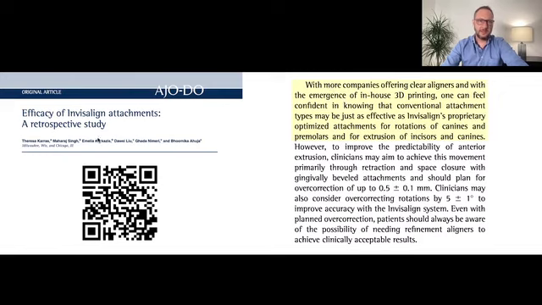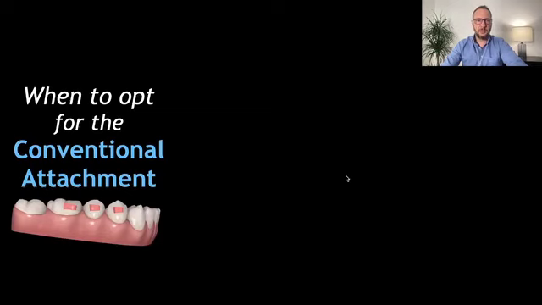And also this other study, sorry, did a retrospective study, okay, comparing a lot of different systems. And the conclusion: with more companies offering clear aligners and the emergence of the in-office 3D printer, one can feel confident in knowing that conventional attachment types may just be as effective as Invisalign optimized attachments. So you don't need to bore yourself if you don't have access to Invisalign. If you prefer using another company, you don't have optimized attachment, but this is not the thing that is going to make your treatment better or worse. Okay.